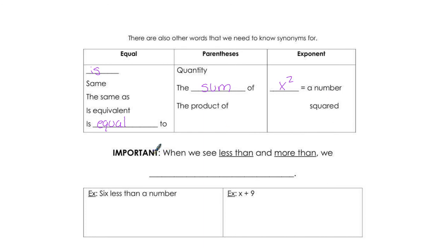And then this is super important, this right here. I'm going to highlight it so we remember. This is so important. Remember this. When we see less than or more than, we need to change the order. So like I said on the other page, if we have less than, we need to switch the order.